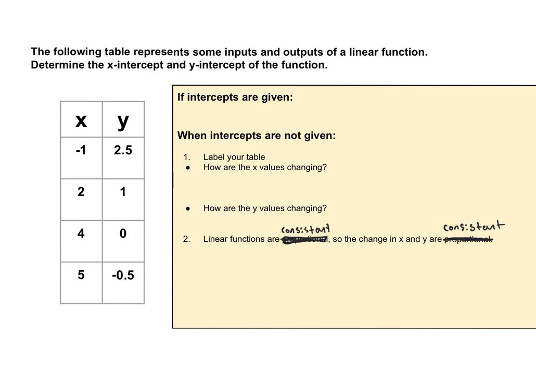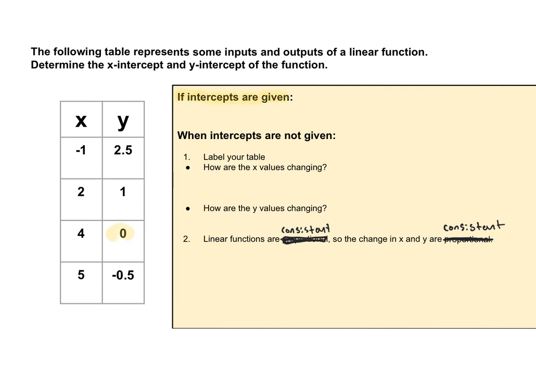So here we have an xy table, and we are asked, the following table represents some inputs and outputs of a linear function, and we need to determine the x and y intercepts of the function. Now, the best thing to do is just see if you have any x and y values of 0. Those would be given intercepts. And if they are, you don't even have to do any math.